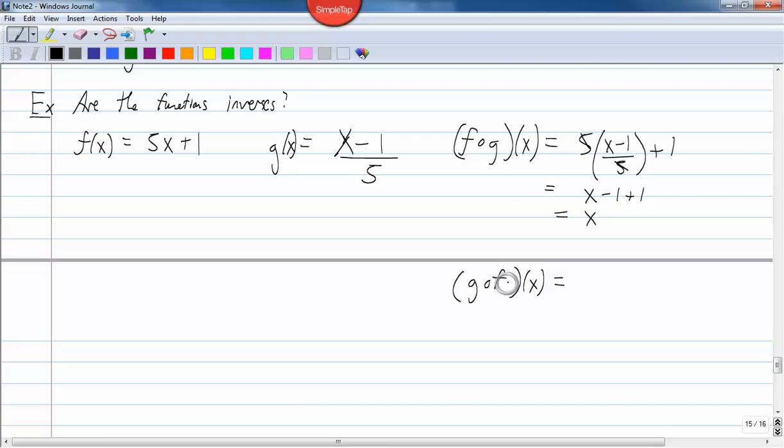So take the second and plug into the first. So I'm going to take this right here, and I'm going to plug it in right there. So 5x plus 1 minus 1 over 5. The 1's cancel out. 5x over 5. That's x. So since f of g of x equals x and g of f of x equals x, they're inverses of each other. Okay?